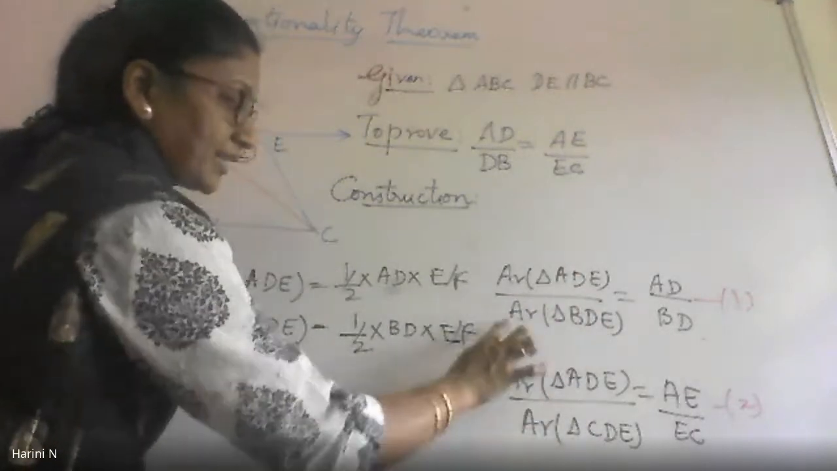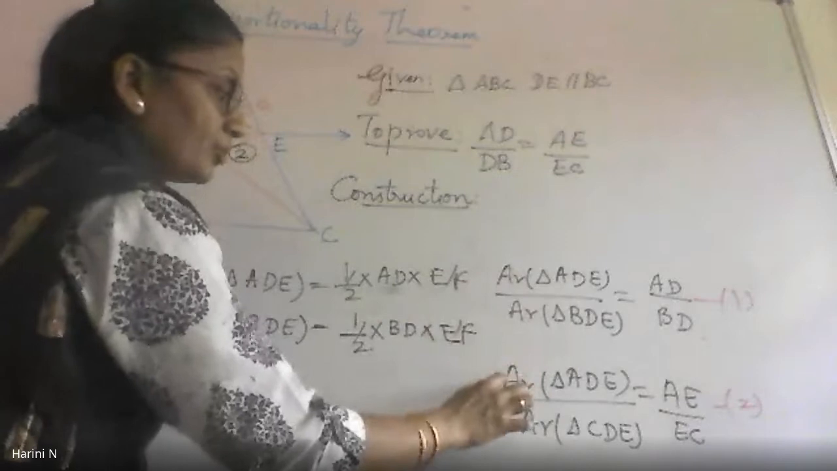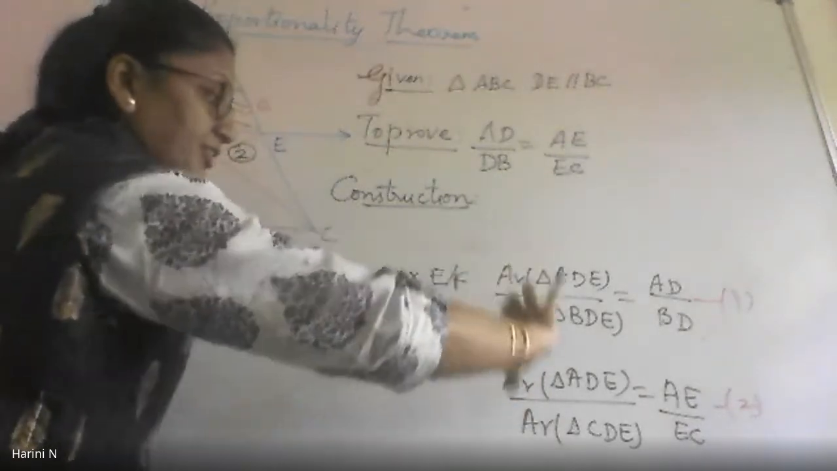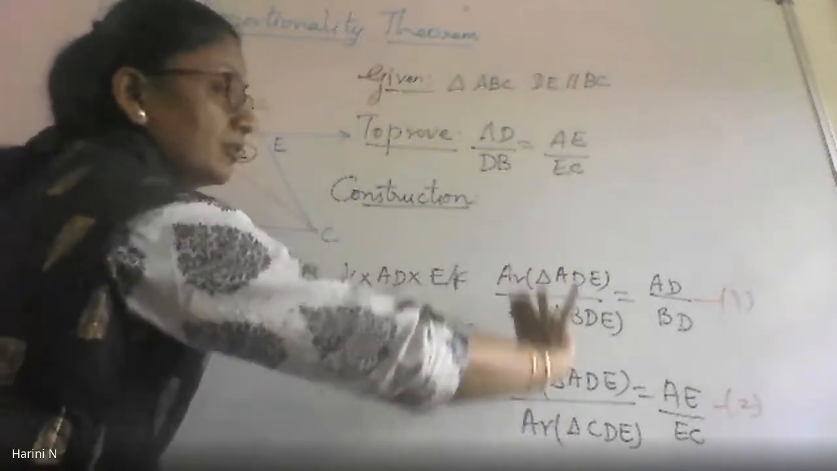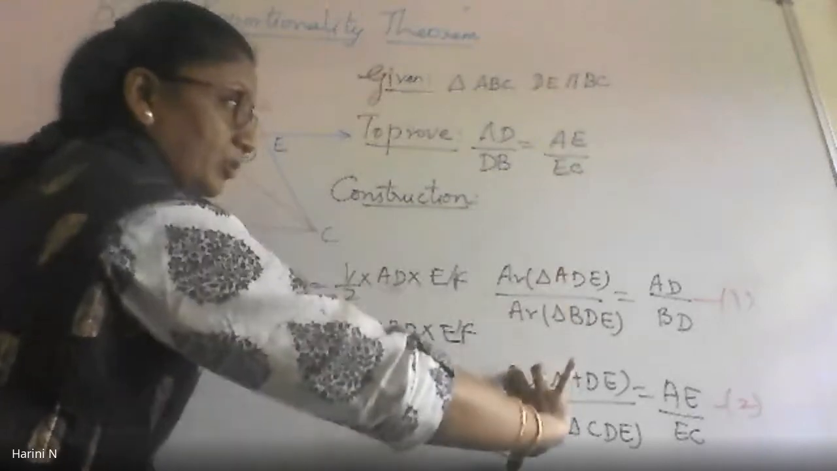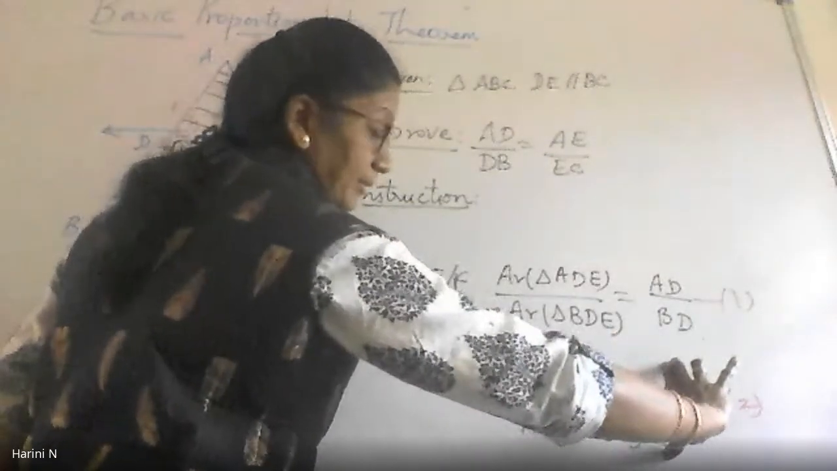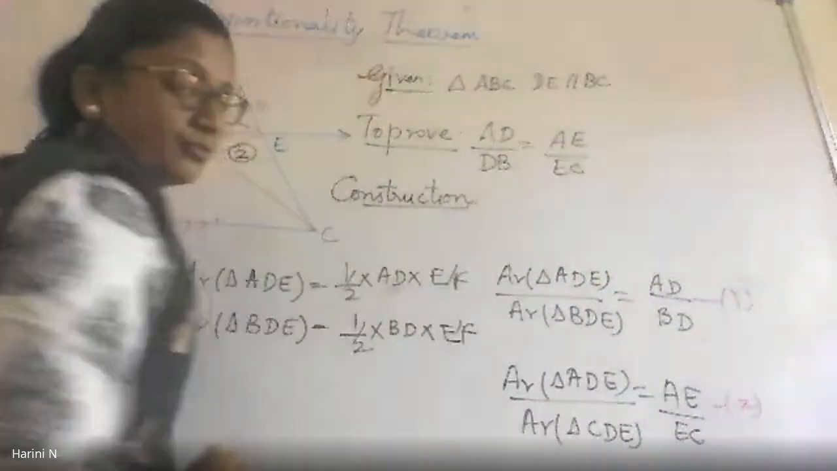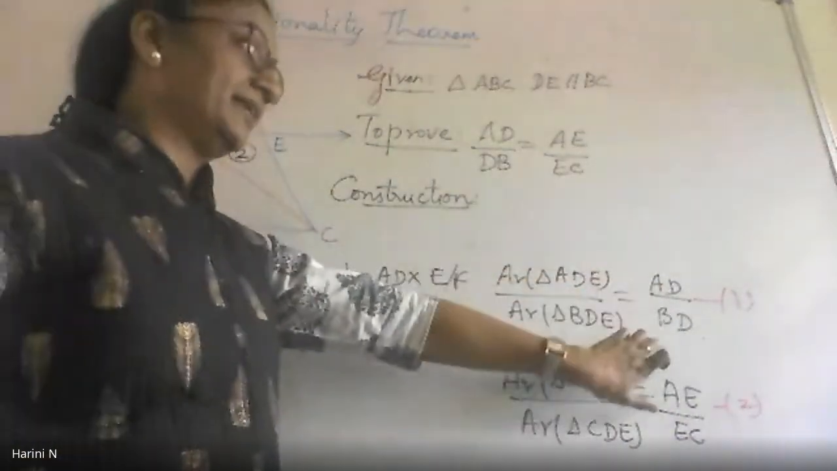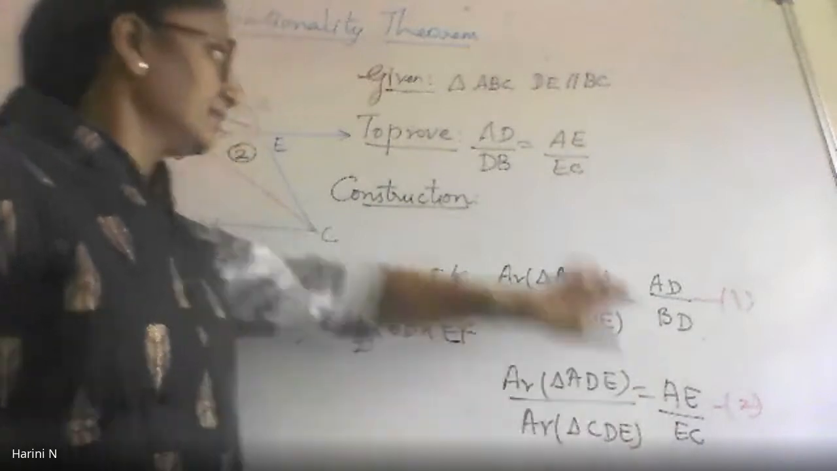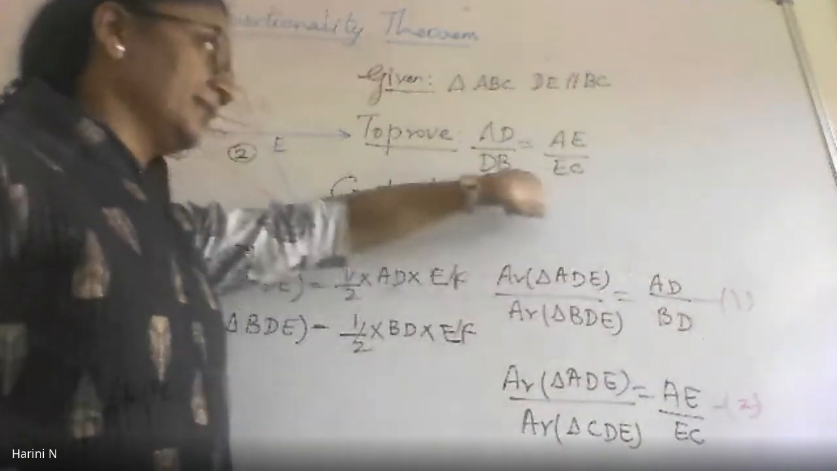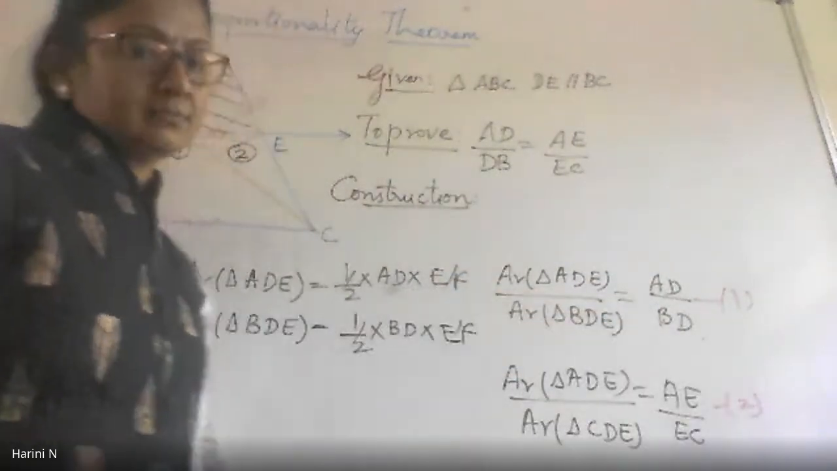The denominators have become equal. Already the numerators are equal. So the fractions in these two equations, the LHS will become equal. If the LHS in two equations are equal, the RHS will definitely become equal. Hence the proof. I have got that AD by BD has become AE by EC. BB or BD both mean the same, so you don't get confused with that. That's the proof.